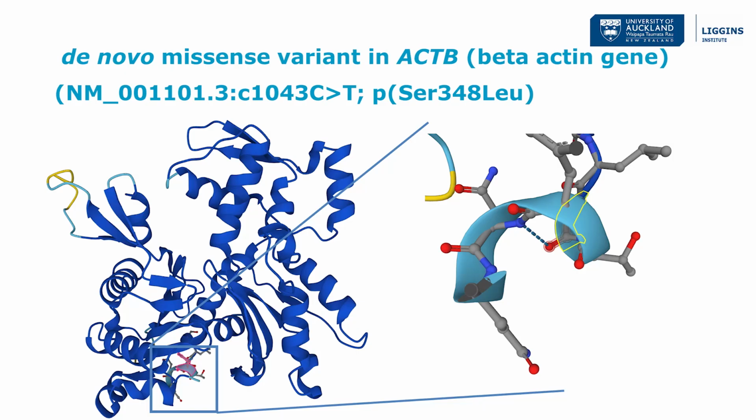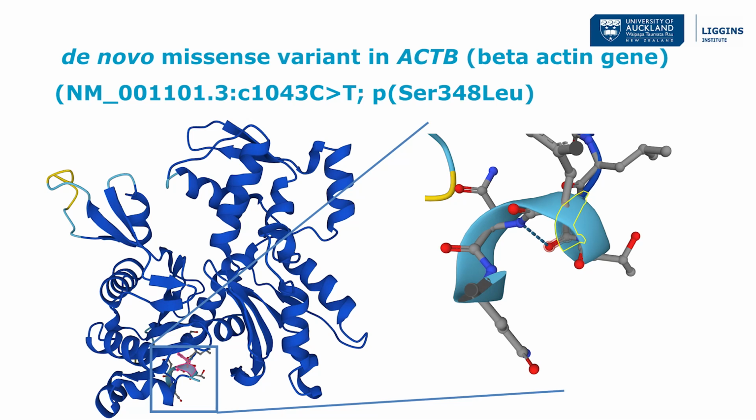And indeed, this did find a mutation in these babies that was not present in the parents. And this was a de novo, new missense variant in a gene called ACTB, which is a beta-actin gene. And what this means here is that at position 1043 in the genetic sequence, the cytosine has been changed to a thymine, and this results in a single amino acid change at position 348 from a serine amino acid to a leucine amino acid.